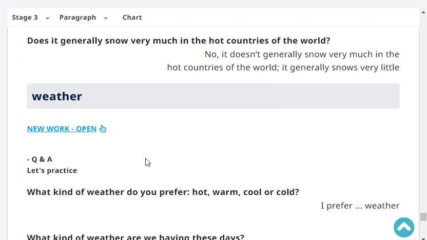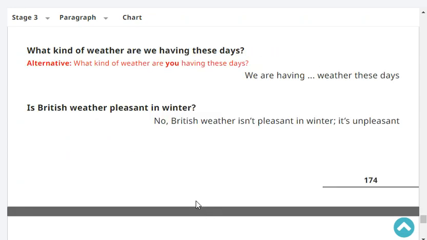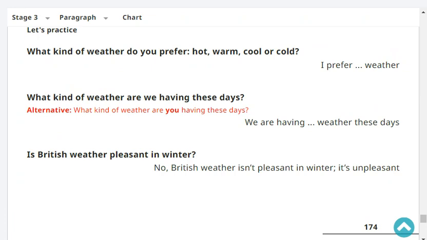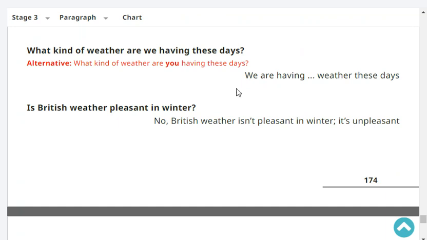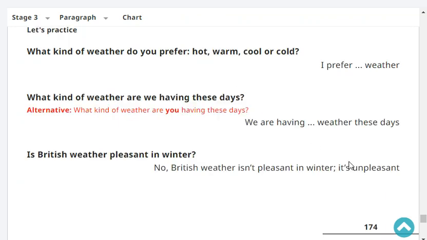What kind of weather do you prefer? Hot, warm, cool, or cold? I prefer cool weather. Autumn. Very good. What kind of weather are we having these days? We are having hot weather these days. Is British weather pleasant in winter? No, British weather isn't pleasant in winter. It's unpleasant.